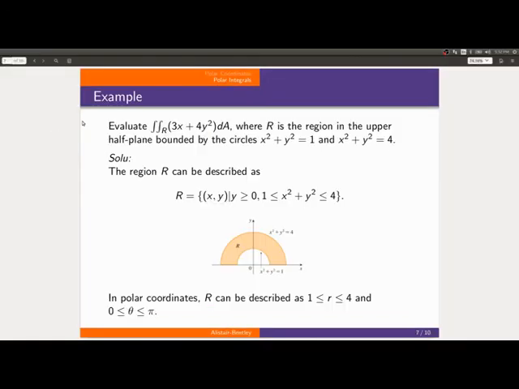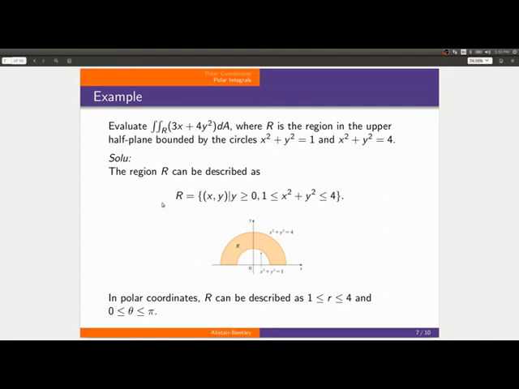Next, we look at an example of how to evaluate an integral in polar coordinates. In this problem, we're asked to integrate the function 3x plus 4y squared over the region R, where R is the region in the upper half plane that's bounded by a circle with radius 1 and a circle with radius 2.